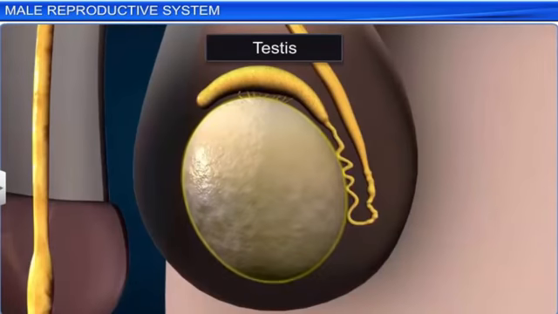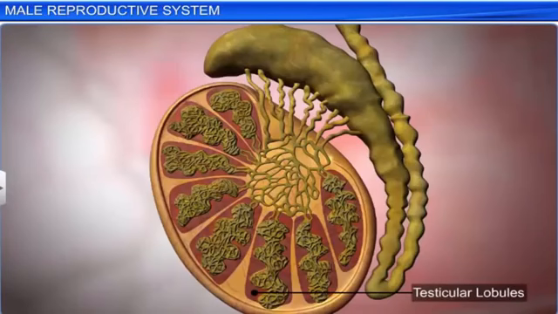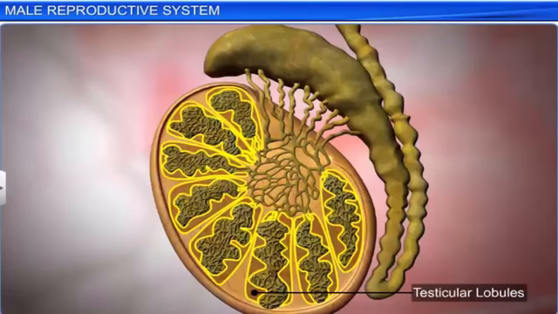The testes are oval in shape, with a length of about 4 to 5 centimeters and a width of about 2 to 3 centimeters. The testes are surrounded by a tough connective tissue capsule called the tunica albuginea. Each testis has 250 compartments called testicular lobules. Each lobule, in turn, contains 1 to 3 highly coiled seminiferous tubules.